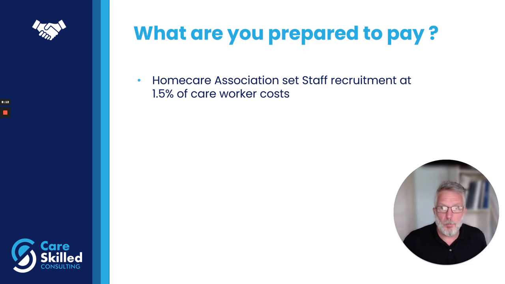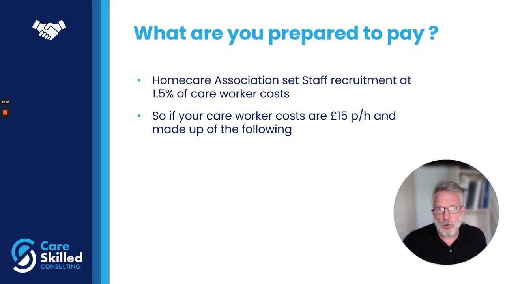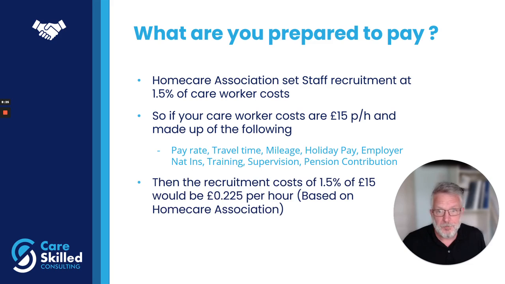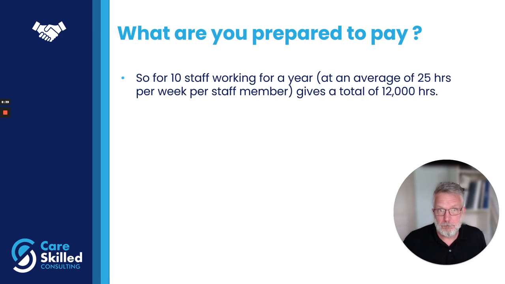They set it at 1.5% of care worker costs. So if your care worker costs are £15 an hour that we worked out before, made up of the following: pay rate, travel time, mileage, holiday, employer NHS, and all the other things, then the recruitment costs of 1.5% of £15 is £0.225, which is 22.5 pence. So that's 22.5 pence per hour based on the Home Care Association's figures.